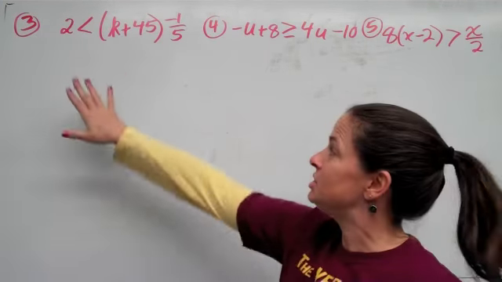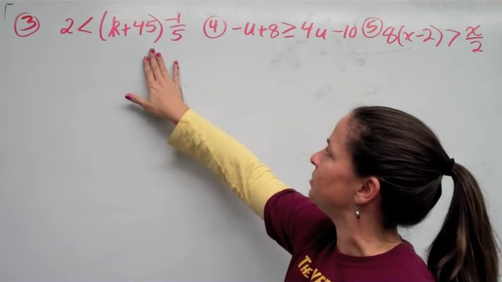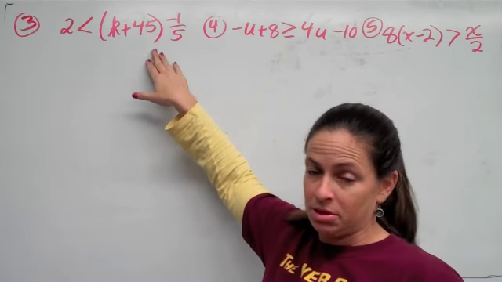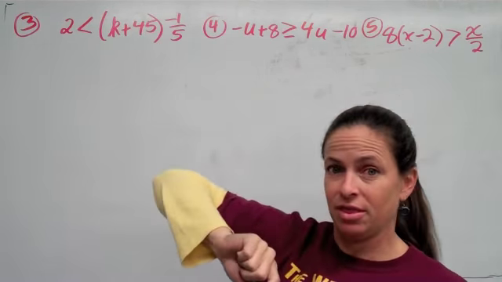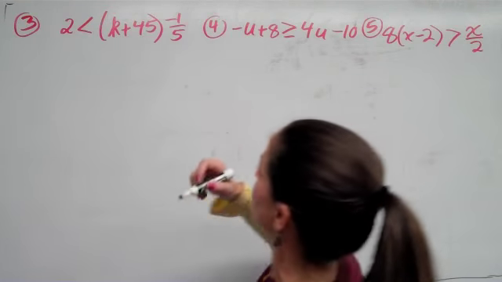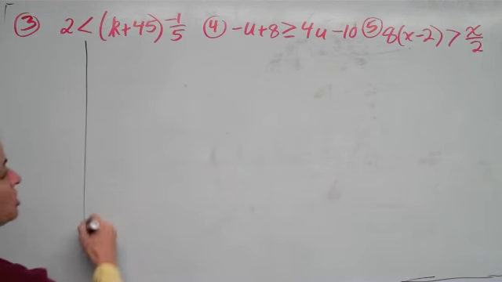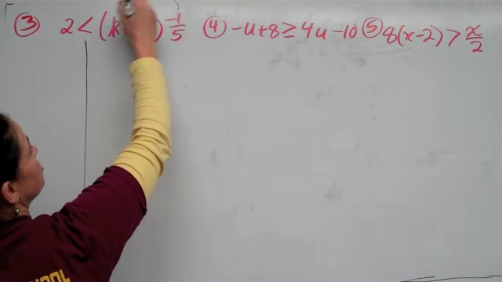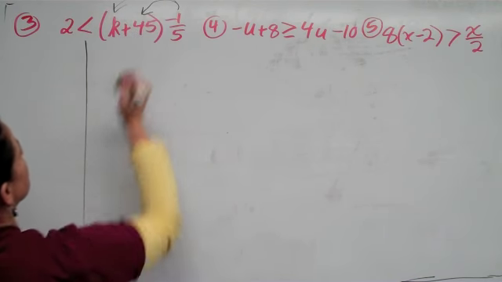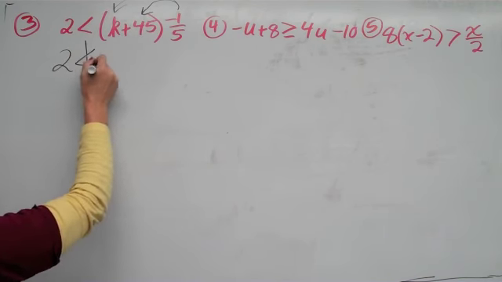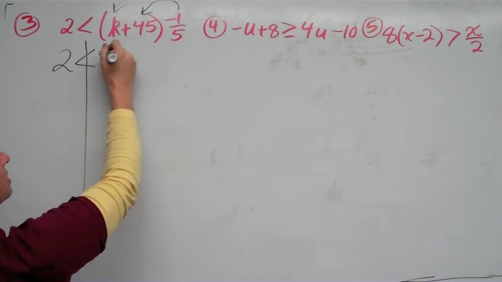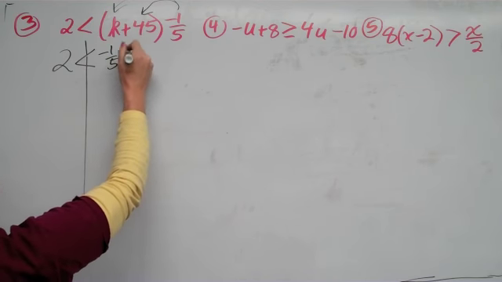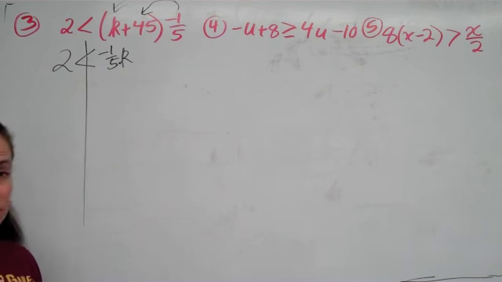Number 3, 2 is less than k plus 45, the quantity k plus 45, times negative 1/5. So, step 1, distribute. Well, I guess step 1 is actually build my fence. So now I'm going to distribute this times this. So I have 2 is less than negative 1/5 times k is negative 1/5 k, and negative 1/5 times 45.